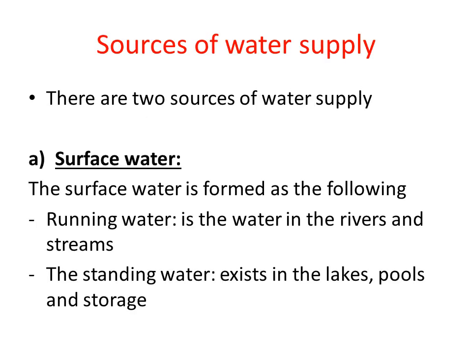Sources of water supply. There are two sources of water supply: surface water and groundwater. Surface water is formed as the following. We have running water, which means water in rivers and streams, and also standing water, in lakes, pools, and storage. So in surface water, we have running water and standing water.